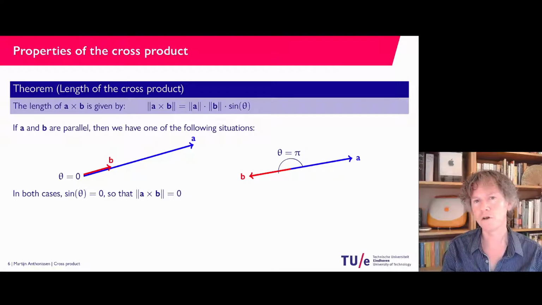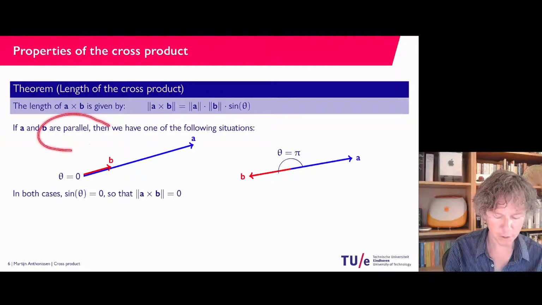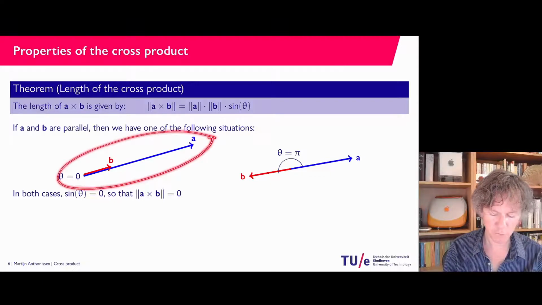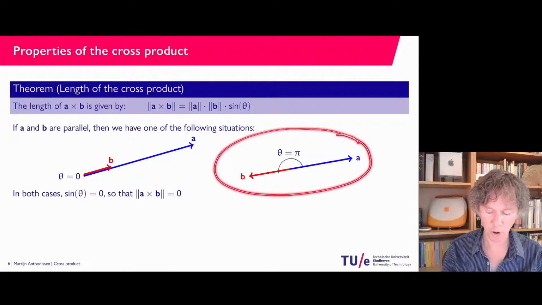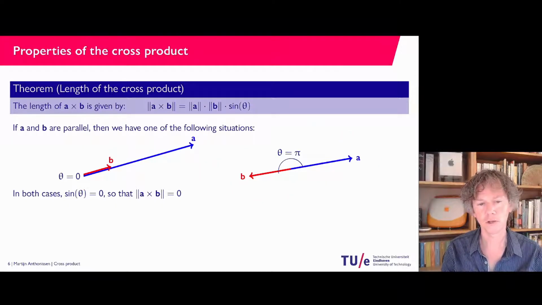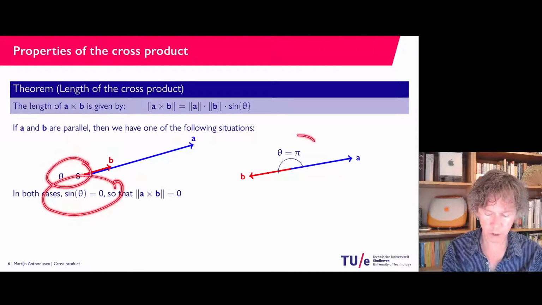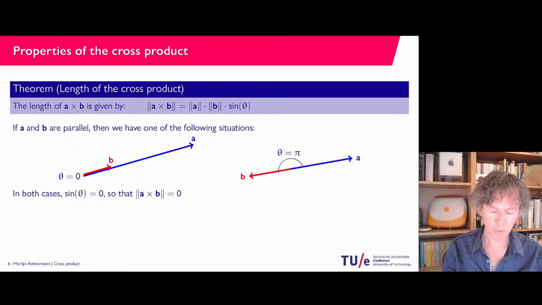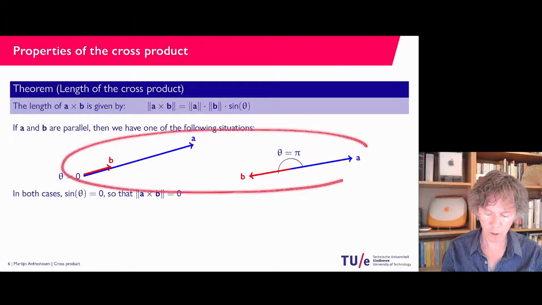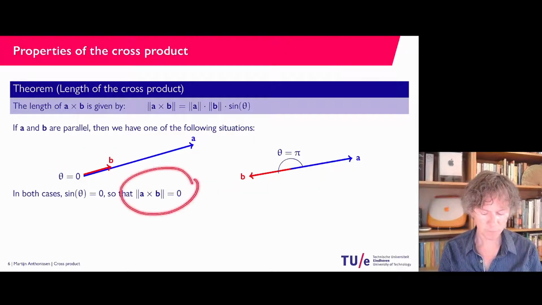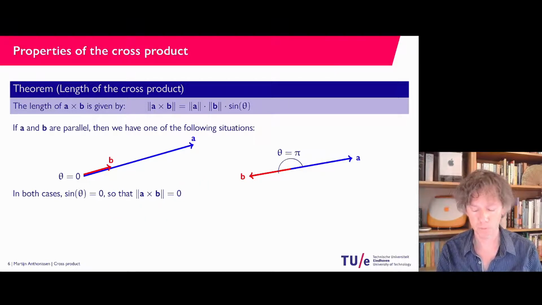And what you then find in particular is if you have parallel vectors. Parallel vectors means that B is a multiple of A, and it can be that B and A point in the same direction, or they can point in opposite directions, which means that their angle is pi. In both of these cases, you see that the sine of theta equals 0, because the sine of 0 is 0 and the sine of pi equals 0. So apparently in these cases where A and B are parallel, the length of the cross product equals 0. So the cross product itself is 0.